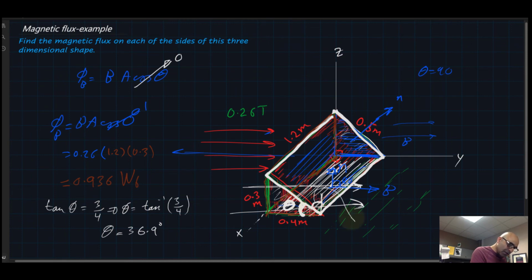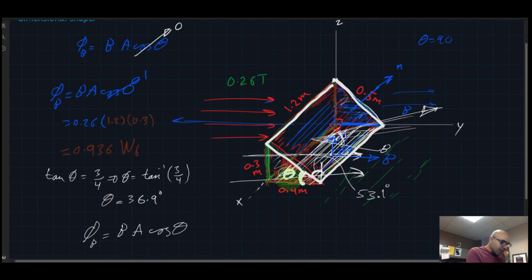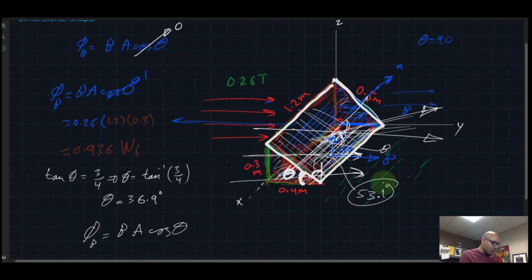Which means the rest of it, this angle, is 53.1 degrees. If this angle is 36.9 degrees, this surface makes 36.9 degrees like this, and the magnetic field is going this way, so what's left is the angle 90 minus 36.9 degrees, which is 53.1.